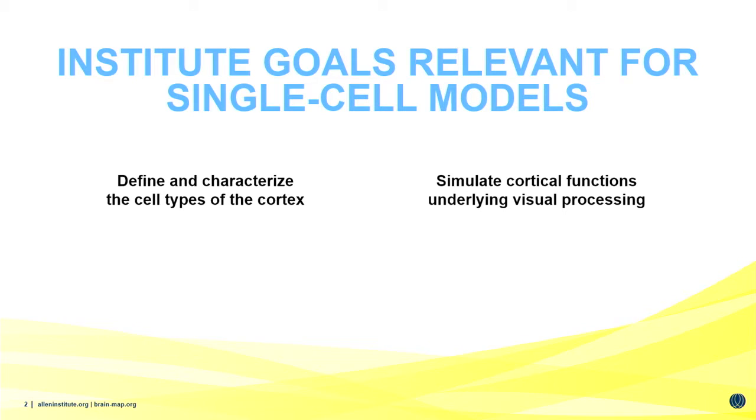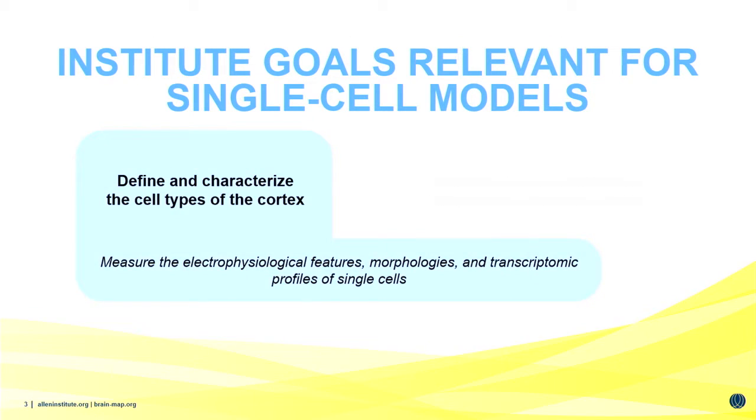The first one is to define and characterize the cell types of the cortex. And a lot of the ways that we're doing this are experimentally based. So in terms of measuring electrophysiological features of the firing patterns of different cells, characterizing their morphologies, and doing transcriptomic profiling on single cells. And you've heard about some of this mentioned all throughout the day.